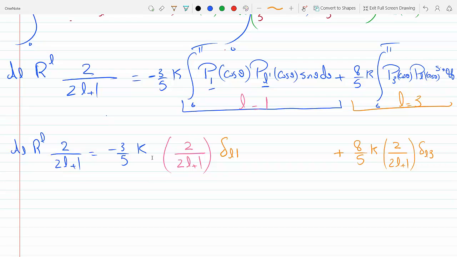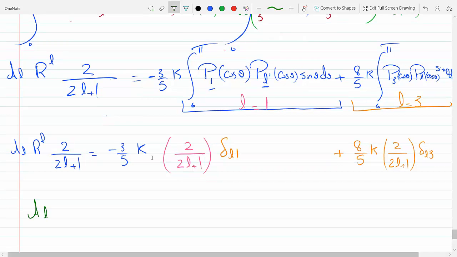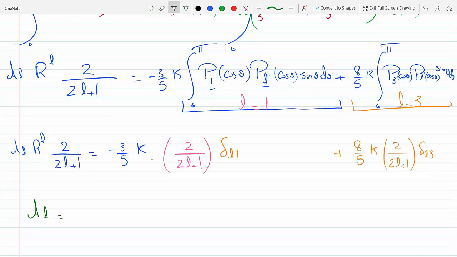Okay, so now I can simplify this result. I'm solving for AL. So AL will equal... let's flip these. So this is 2L plus 1 over 2, R to the L, right? And then we have k over 5. I just factored out k over 5.